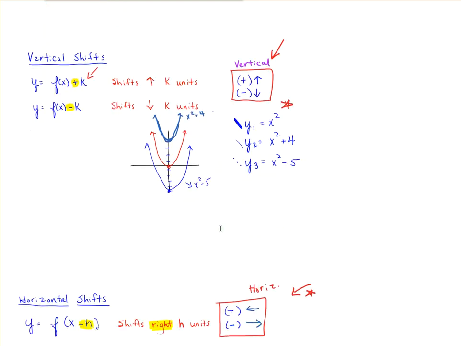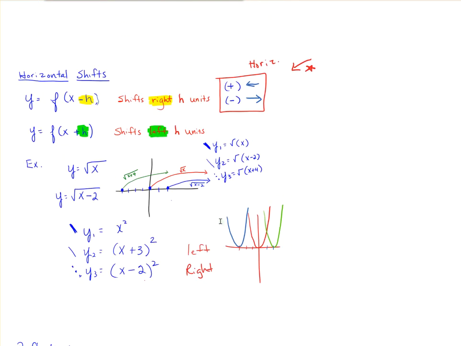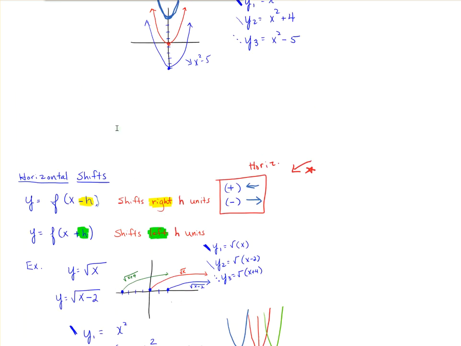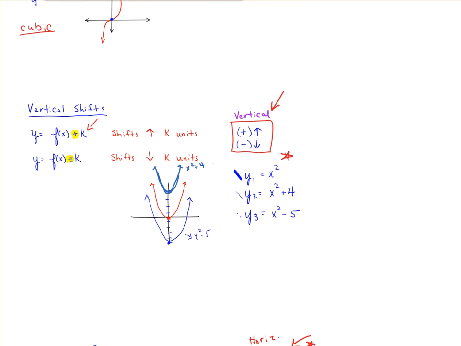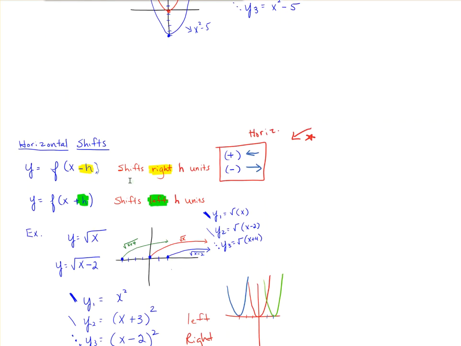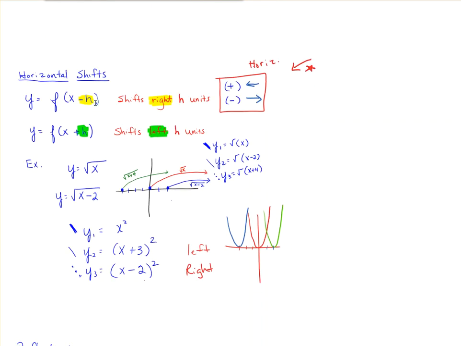That's a vertical shift. Now a horizontal shift moves right or left, and the difference is now we've got f of x minus h or f of x plus h. There's parentheses. The k was added at the end. This is inside the parentheses. Now, if it is minus, it goes to the right. If it's plus, it goes to the left.